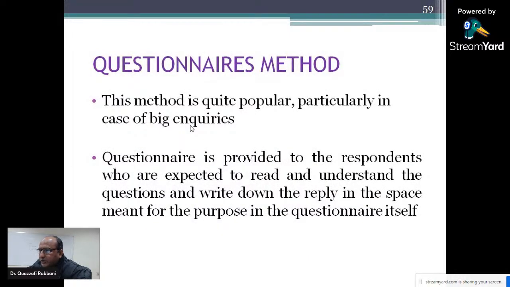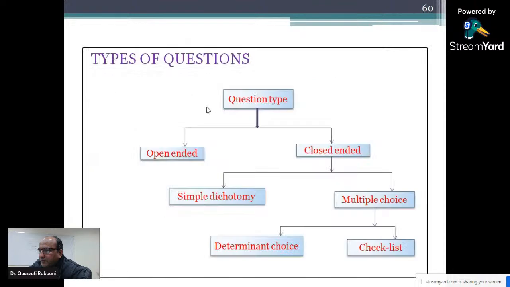Now the next is the questionnaire method. In this method, a set of questions is prepared and given to the respondent. The types of questions in a questionnaire: there are two types, open-ended and closed-ended.